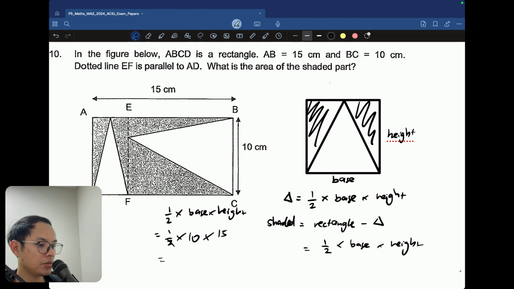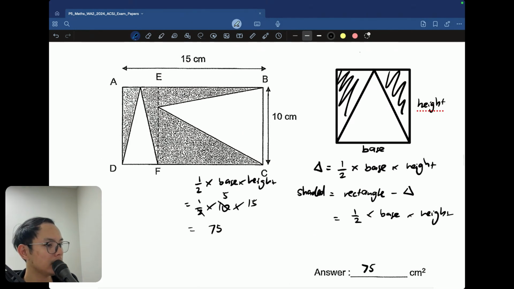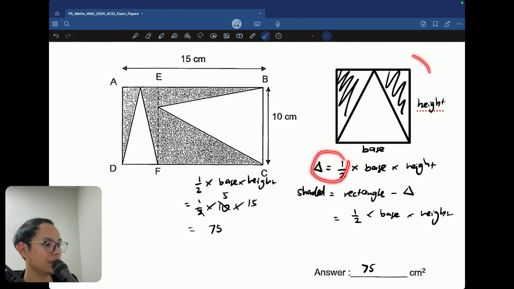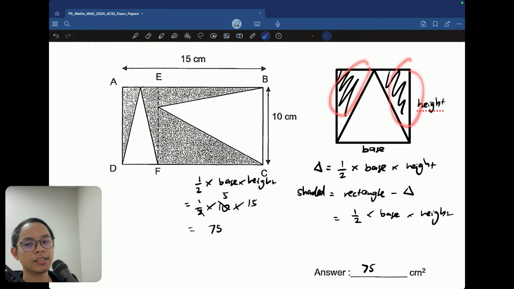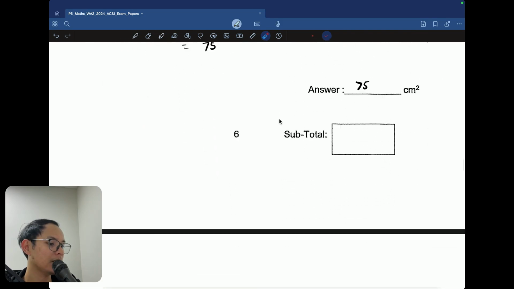You divide 10 by 2 to get 5. So 5 times 15 is 75. So the answer for this question is 75 cm square. So always remember that any triangle inside a rectangle or even a square is always half the area of the rectangle or square. If you want to get the shaded area, it's the same because it's half. Since there are two triangles, it doesn't matter how many triangles you have, it's always half. So that's the answer for question 10.